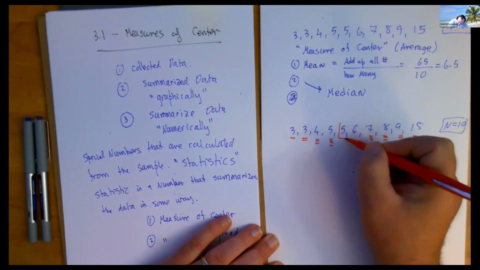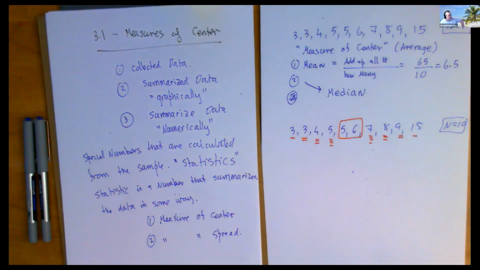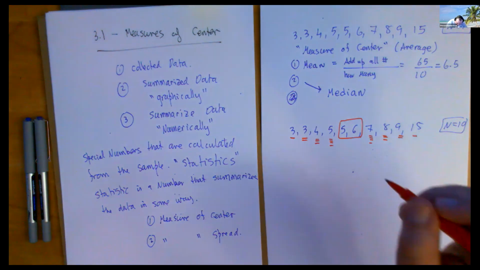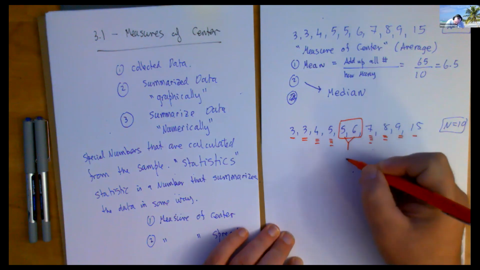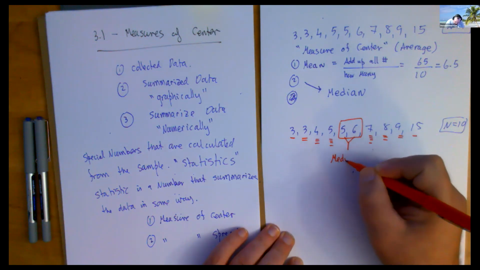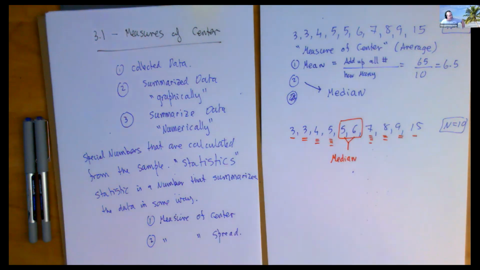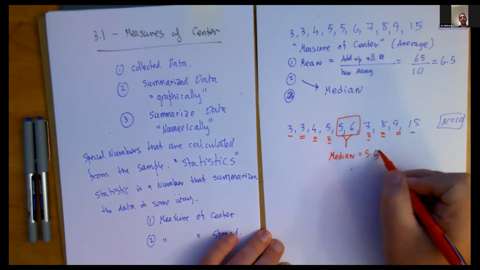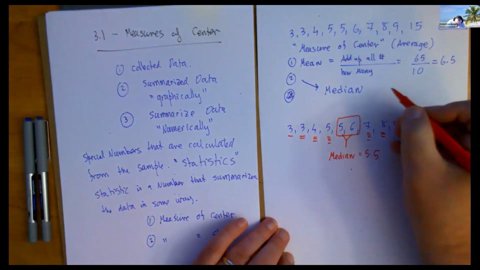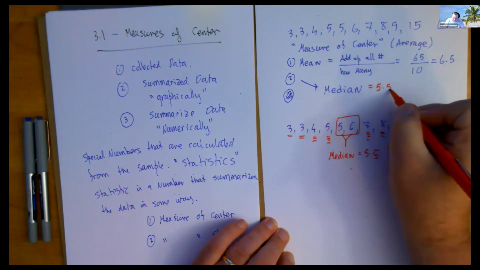Can you see that there are 2 numbers in the middle? Any statistic, including the median, has to be a single value. What's the median of 5 and 6 then? How do you think we adapt to the fact that there's 2 numbers in the center? You just take the mean of the numbers in the middle. And in this case, the median is 5.5.